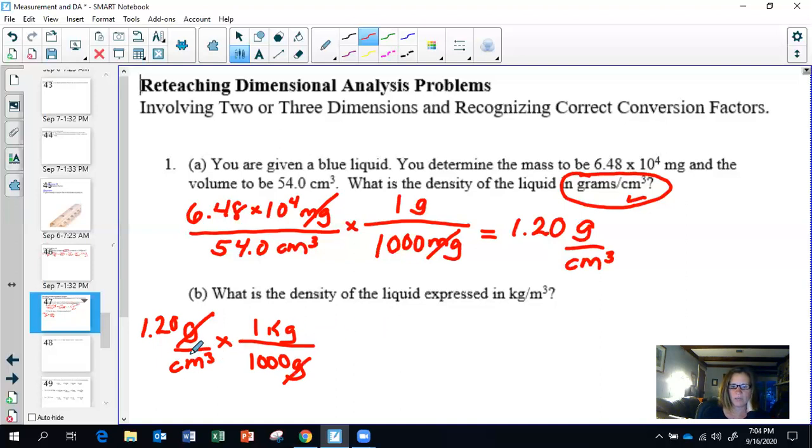Now we have to take our cubic centimeters and then turn them into cubic meters. And if you remember in the first problem that we did today, we took advantage of what we know about the relationship between centimeters and meters. And we started to write conversion factors that would allow us to convert our cubic centimeters. So we know there are 100 centimeters in 1 meter. And to get to the cubic version of that, we need to use that conversion factor 3 times.